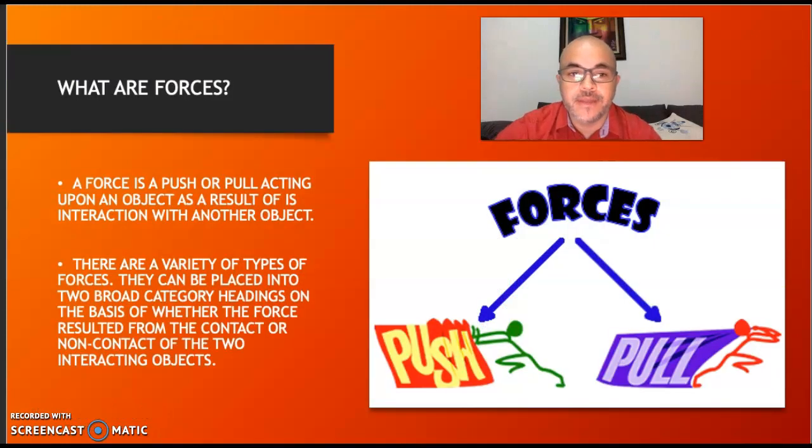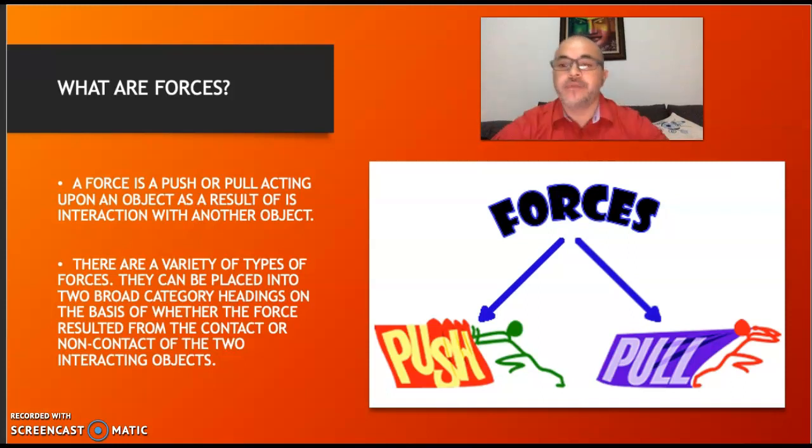Well, we can say that a force is a push or pull acting upon an object as a result of its interaction with another object. There are a variety of types of forces. They can be placed into two broad categories, on the basis of whether the force results from the contact or non-contact of the two interacting objects.